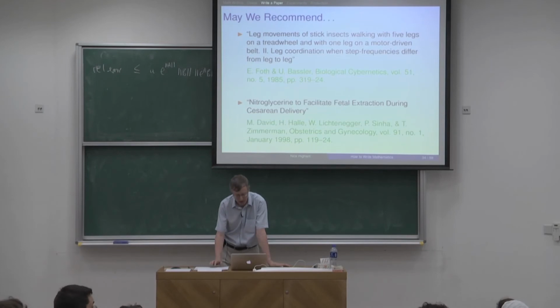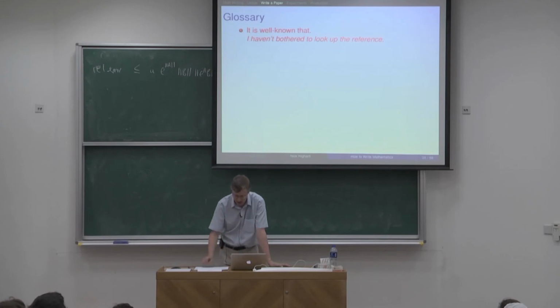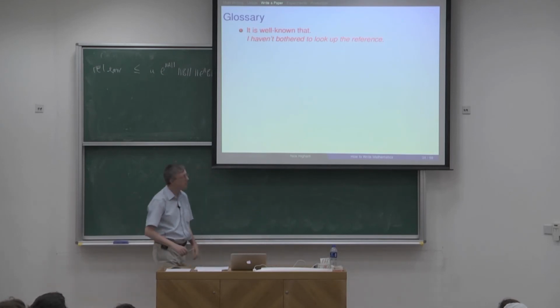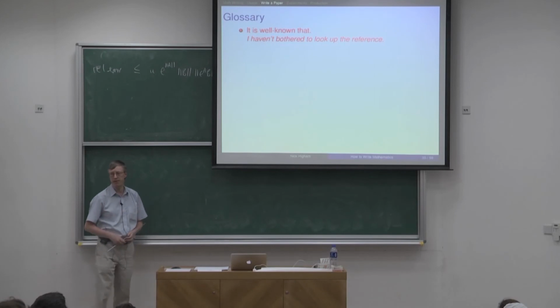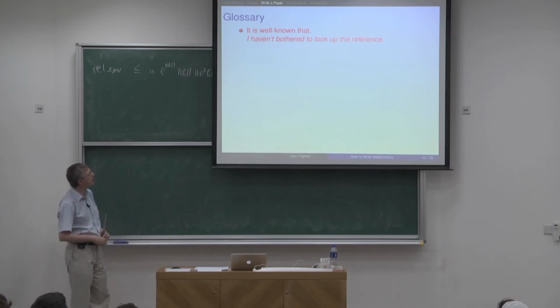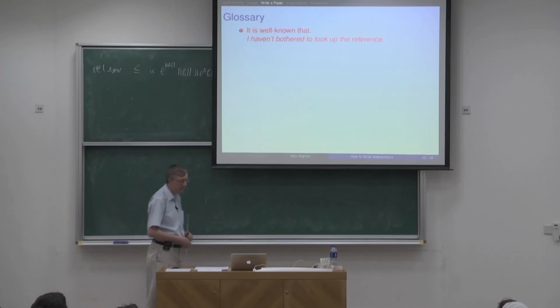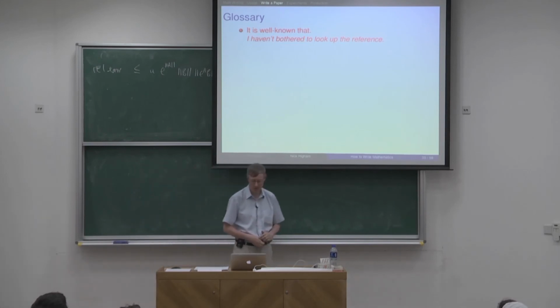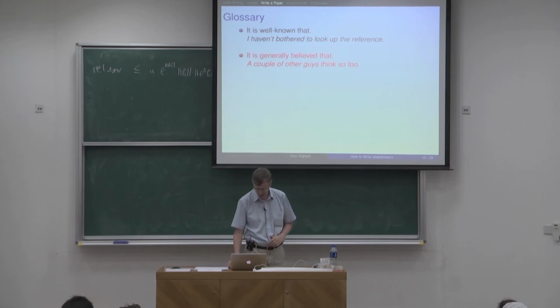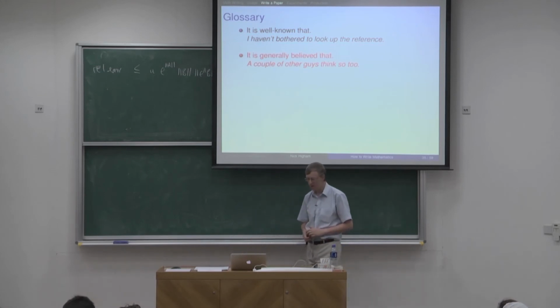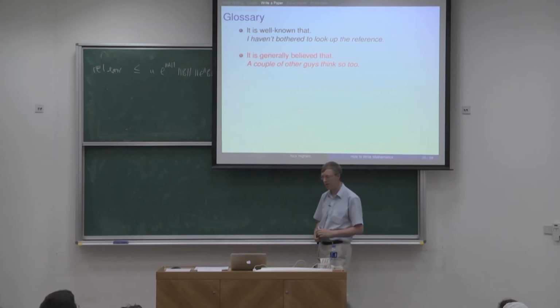If you look at the Journal of Irreproducible Research, they often publish these sorts of discoveries. And then of course there's the glossary of these phrases that you're probably getting to know now in academia. So when someone writes "it's well known that", it means they couldn't be bothered to look up the reference. "It's generally believed that": a couple of other guys think so too.